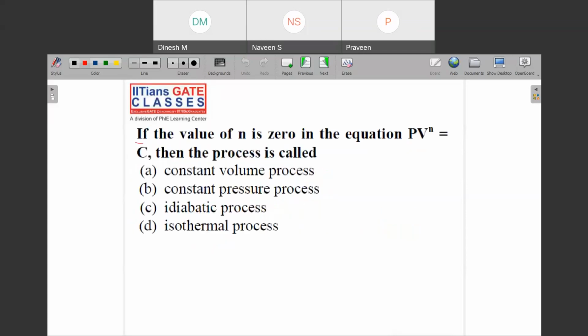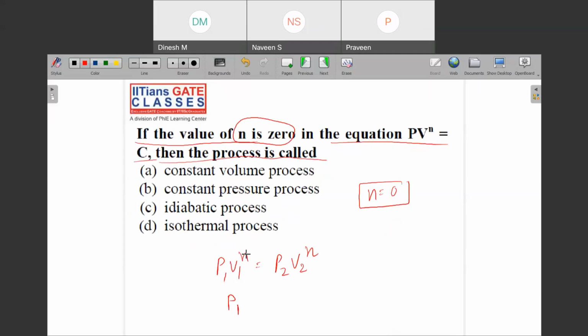Okay, it says that if the value of n is zero in the equation PV to the power n is equal to constant, then the process is called... So what you will do is this exercise and you are done. So n is 0, that means V1 to the power 0 is 1. And what about P2 into V2 to the power n, with n equal to 0? This again becomes 1. That means P1 is equal to P2. So can I say that this is a constant pressure process? So we can see the option constant pressure process.